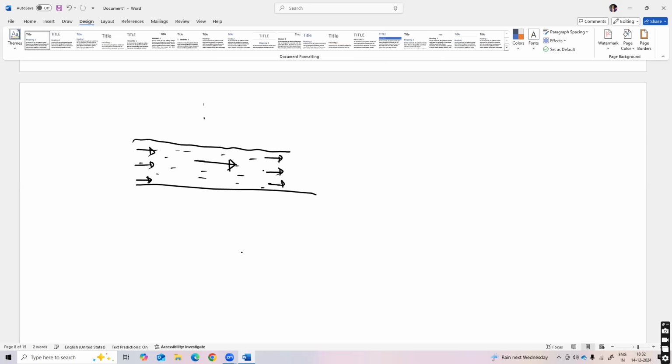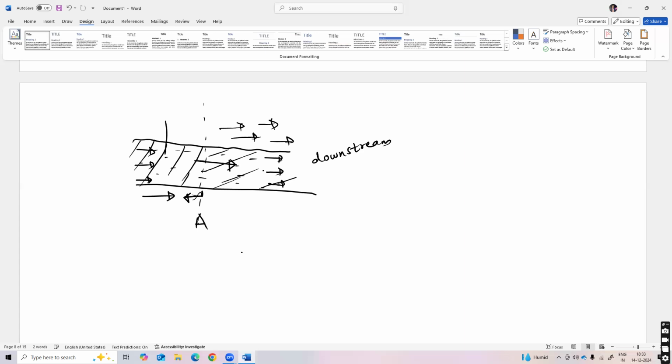If you are looking at this position, let's say you are at point A. From your location, whatever region is there in the direction of flow, this region is basically known as downstream. Whereas if you see the region which is on the opposite side to the direction of flow, this region is basically known as the upstream region.